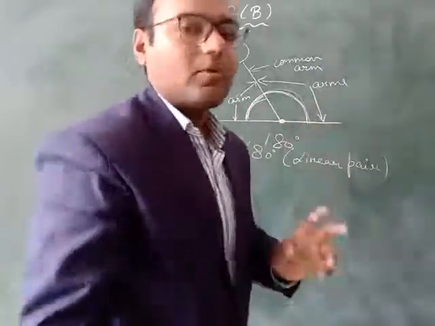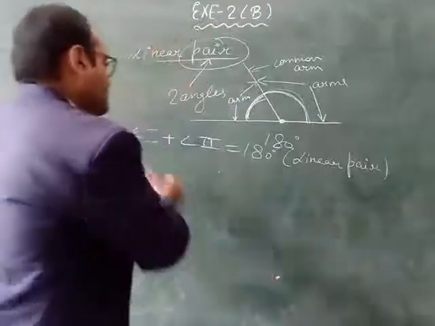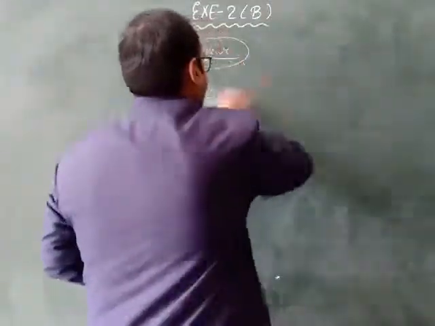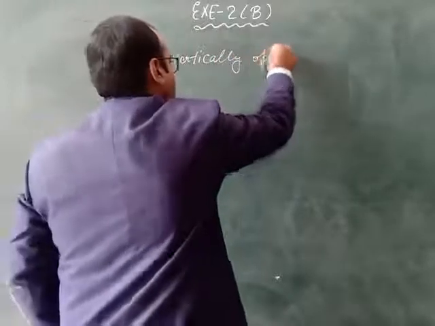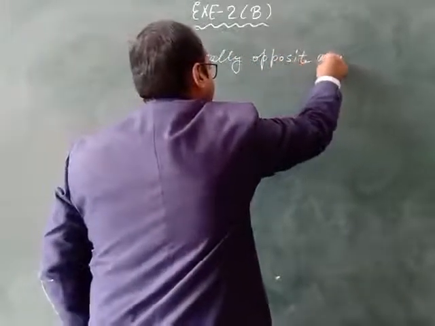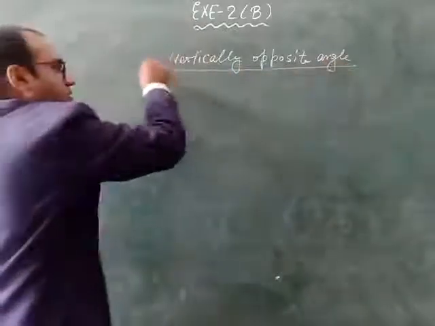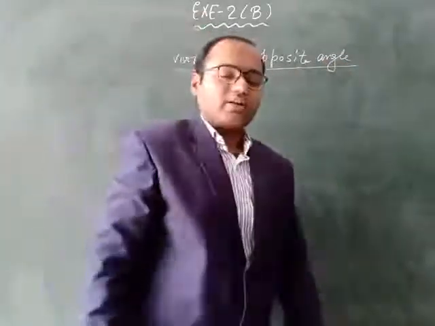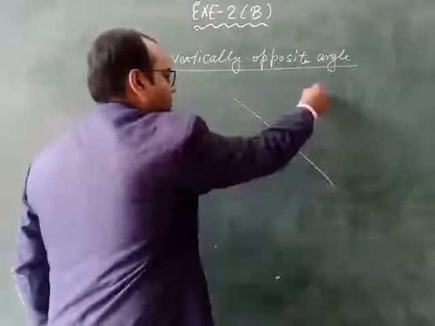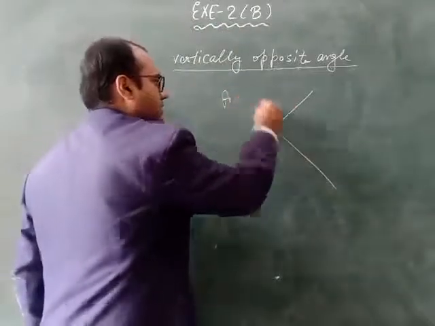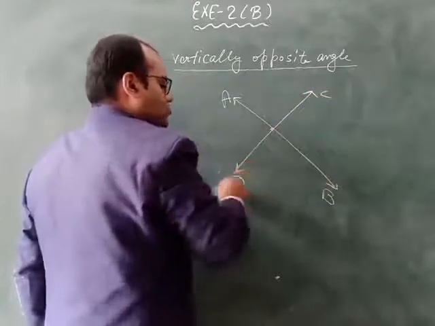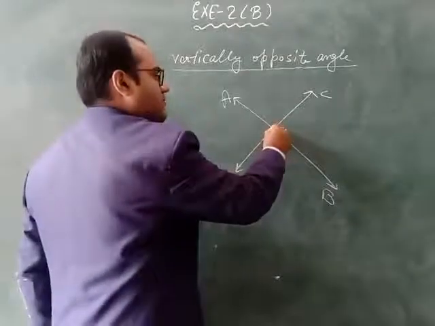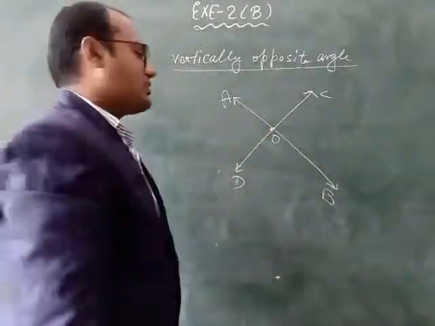Now another one is the third property, vertically opposite angles. So what are vertically opposite angles? When two straight lines intersect each other. This is one line AB, this is another line CD. When two straight lines intersect at one point, then opposite angles are equal.